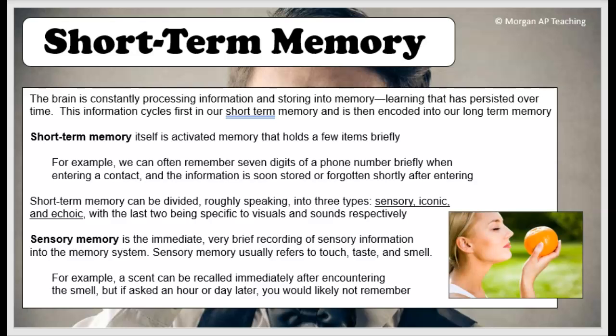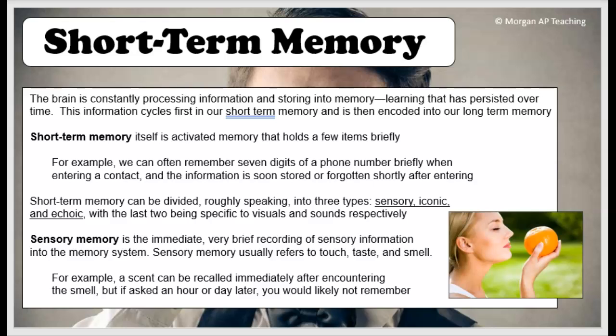I have terrible short-term memory, I think, because if you forget your password and they text you a code, I'll read it to myself 12 times, go type it in, and I can't remember it. But that's the idea: it's hanging out for a second, a little bit of time, and then you often lose it, or it becomes a long-term memory, but we'll get there in a second.